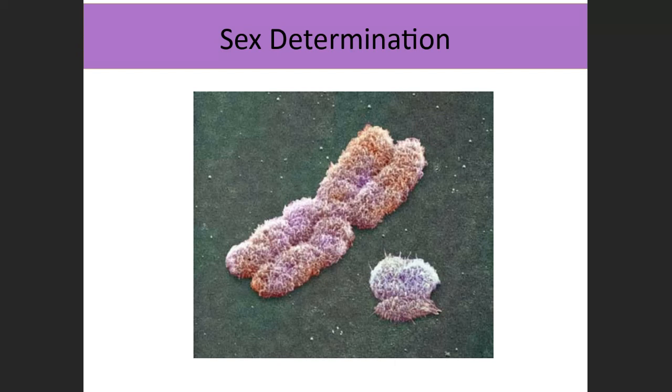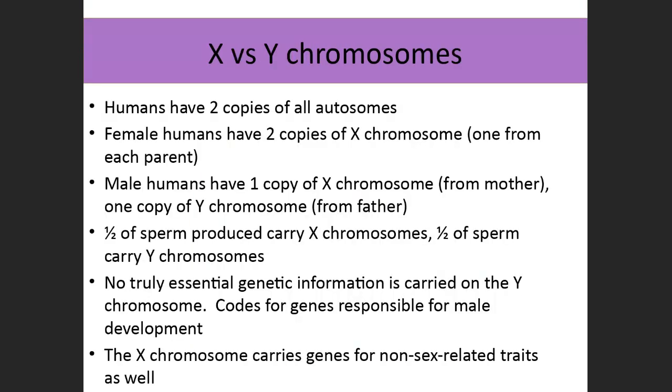So in mammals, there are X and Y chromosomes, which determine sex, right? So the X is this big guy here, and this itty bitty little one is the Y. So in humans, we have 2 copies of every chromosome, 1 through 22, right? We have 23 chromosomes, 2 of each.